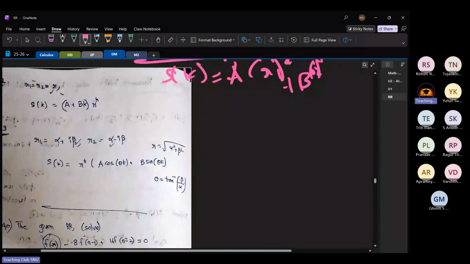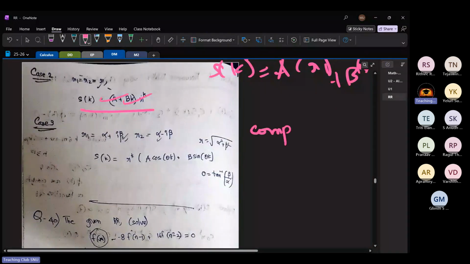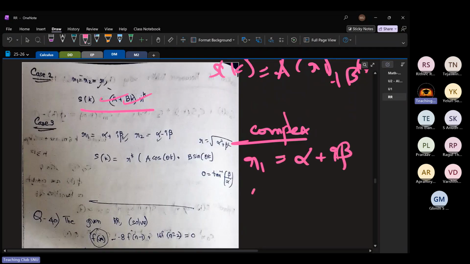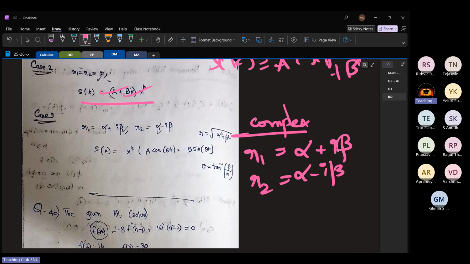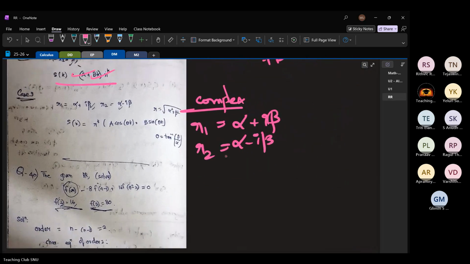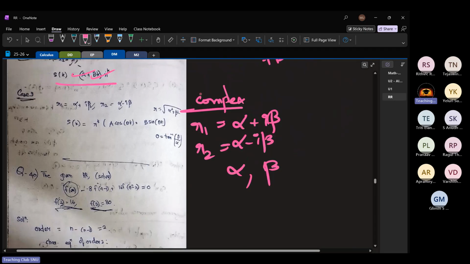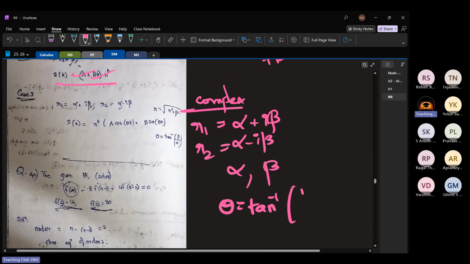Very good. Now, what if they are complex? Their determinant is less than 0. In that case, let's assume the complex roots you get are r1 equal to alpha plus i beta. You either way have to use the quadratic formula. And r2 is equal to alpha minus i beta. In this case, you will first find the value of alpha and beta, which you find using the quadratic formula itself. Then you find the value of theta. What is theta? Theta is tan inverse of beta by alpha.